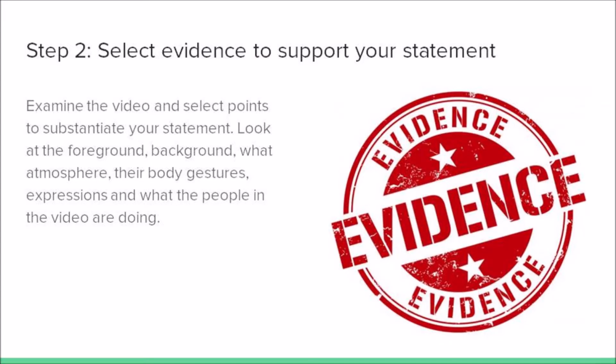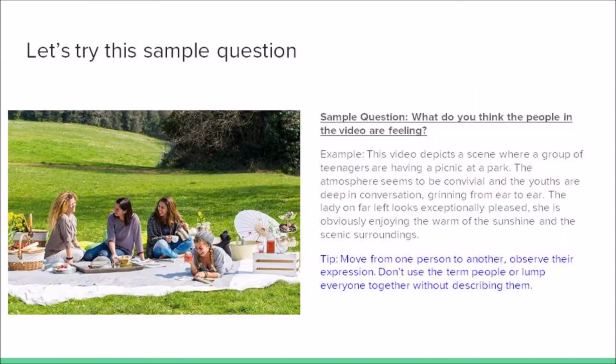Now, the next thing is to select evidence to support your argument. When you look at a video, you need to find points that you want to substantiate with. For example, you ask yourself, what are the body gestures, the expression? Do they look very tense? Their eyebrows furrowing? What is going on exactly? Yeah, so after that, let's look at this sample question.